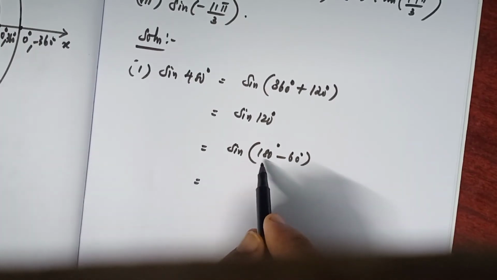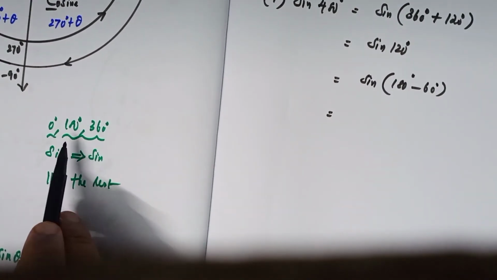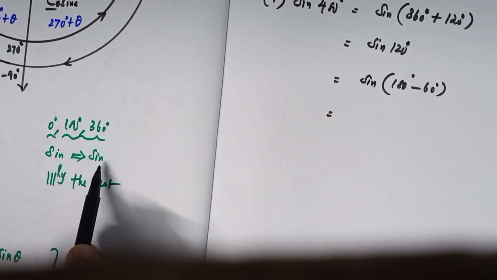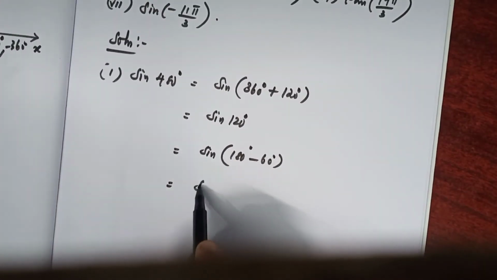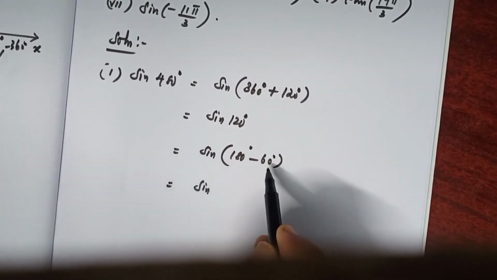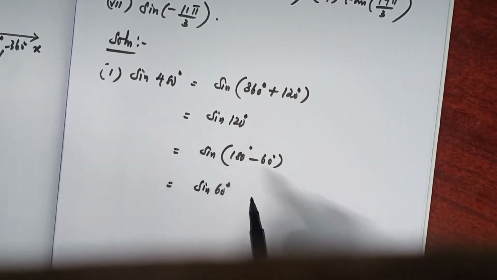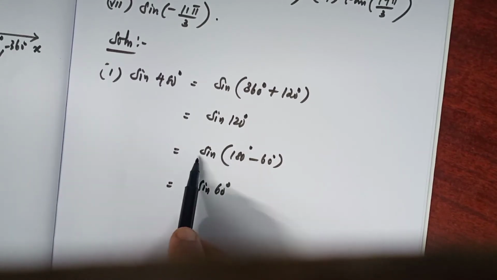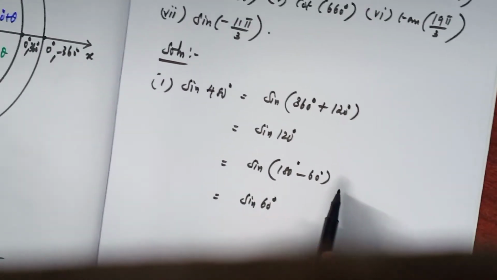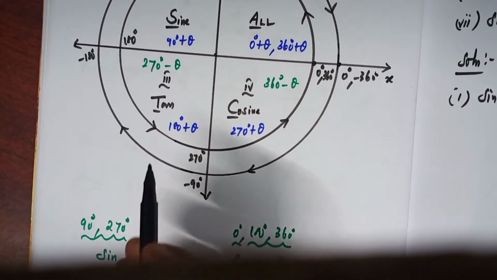Again, what is the first angle here? 180 degree. Look at that. For 180 degree also, sine becomes sine. No change at all. So this sine becomes sine only. What's the angle here? Already told you, whether it is minus or plus, you have to consider this angle 60 degree. After that, 180 minus. Sine of 180 minus lies in which quadrant? We have to verify.